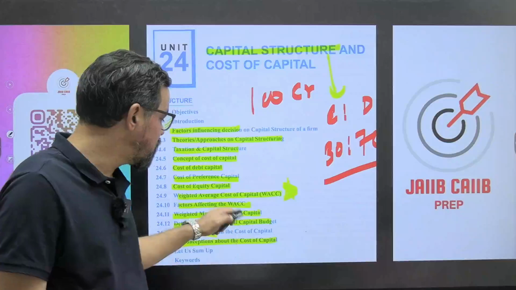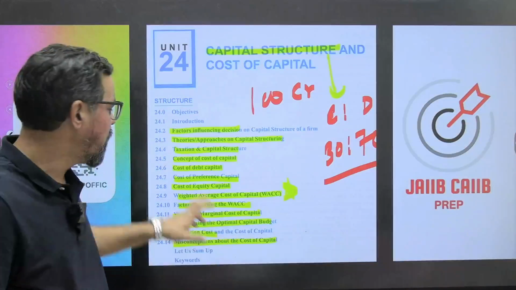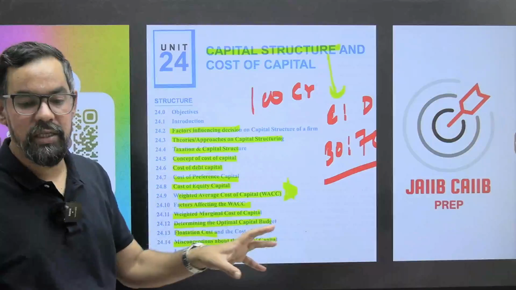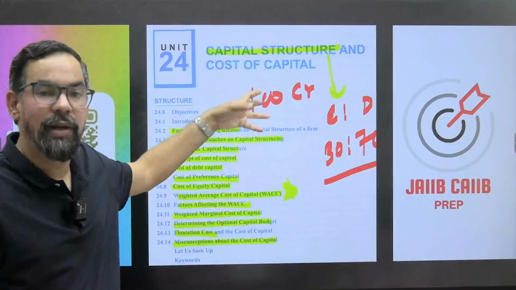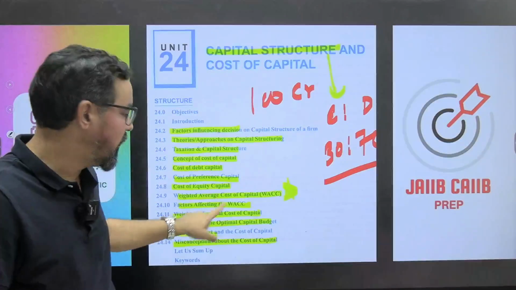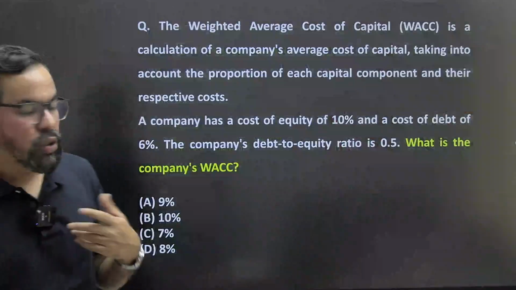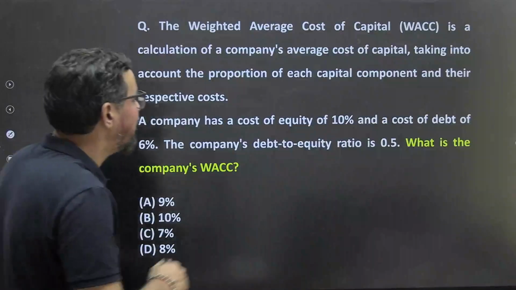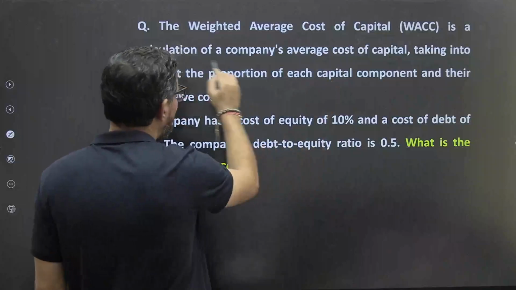The most asked question is either around the theory, or the taxes, the impact of taxes on capital investment decisions, and weighted average cost of capital. So let's solve this particular question, guys. The weighted average cost of capital is a calculation of this.